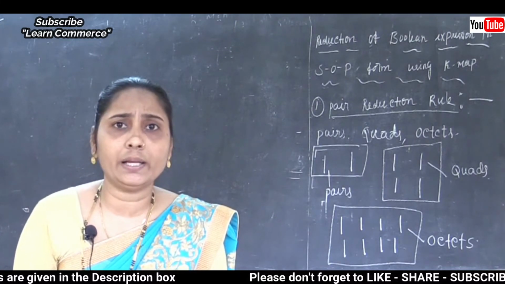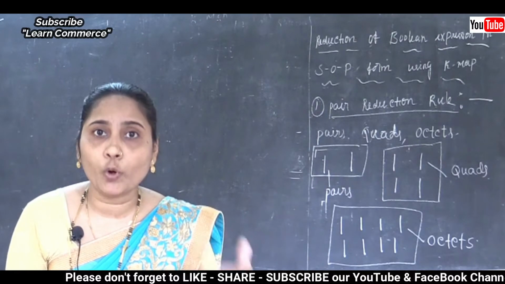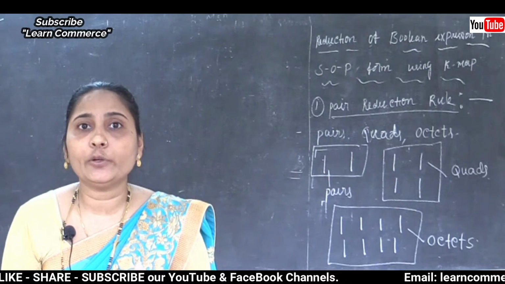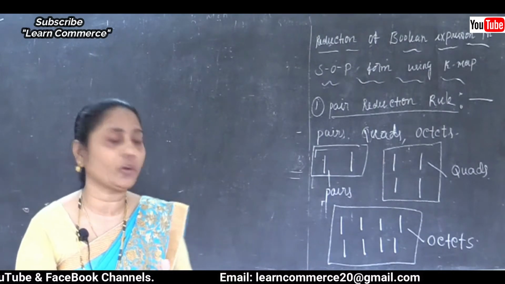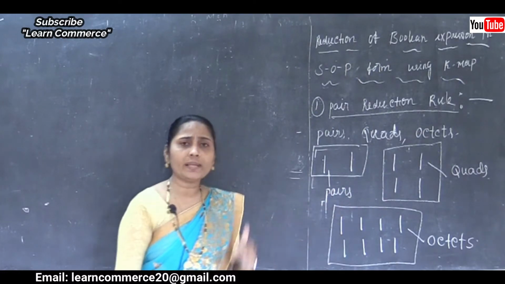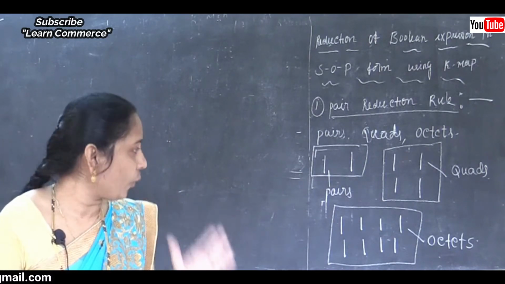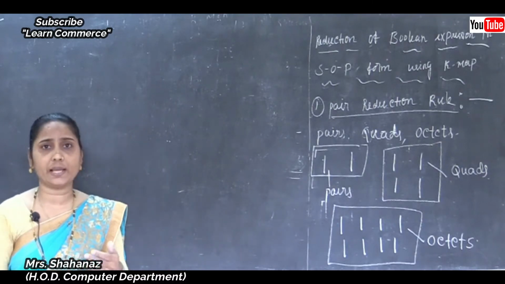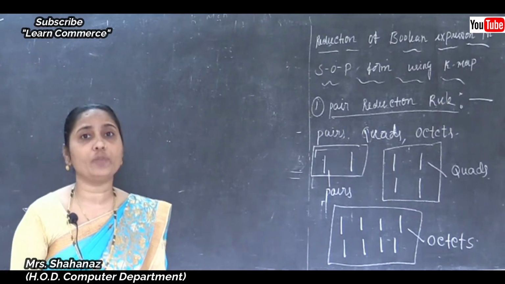While encircling groups of ones, you can form a pair, quad or octet. First of all we need to search for the octet, then secondly we give importance to the quads, and finally the pairs. So why is this said? First we give importance to the octet, then the quads, and lastly the pairs. This is because the bigger group removes more variables.